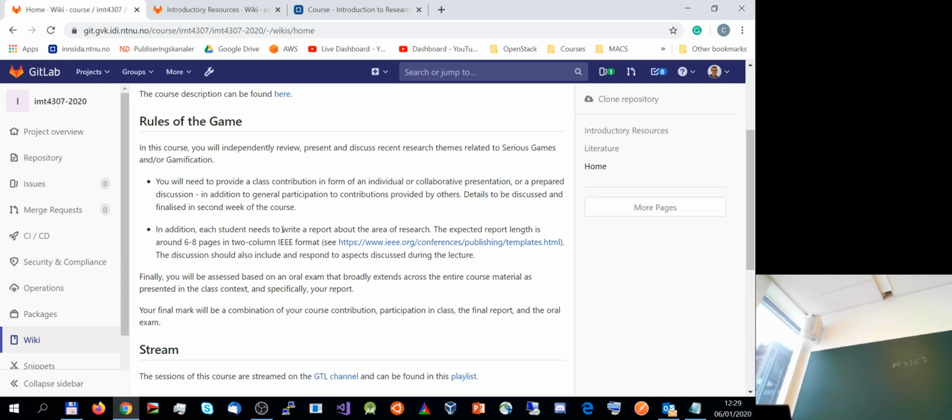How do I get the highest possible mark out of this? The portfolio mark basically consists of an oral exam that you hold individually at the end, but also two other components. One of them is your class contribution. And now, knowing that I have 16 people here, I will need to change the scheme a bit from before.